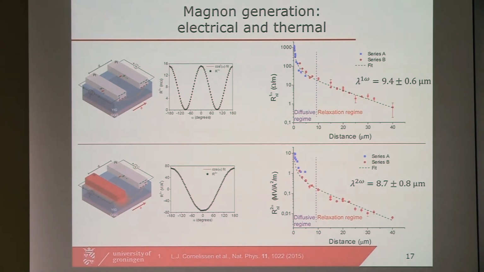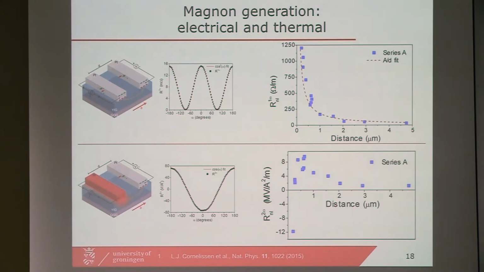However, if you look a bit closer at the short distance regime, what we call the diffusive regime, where magnon relaxation is not the most important decay mechanism yet, but it's really purely diffusive transport, then these two turn out to be quite different.